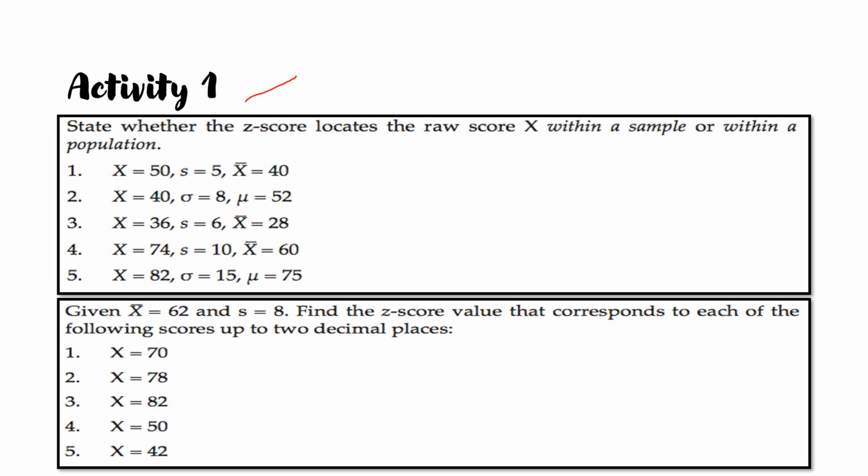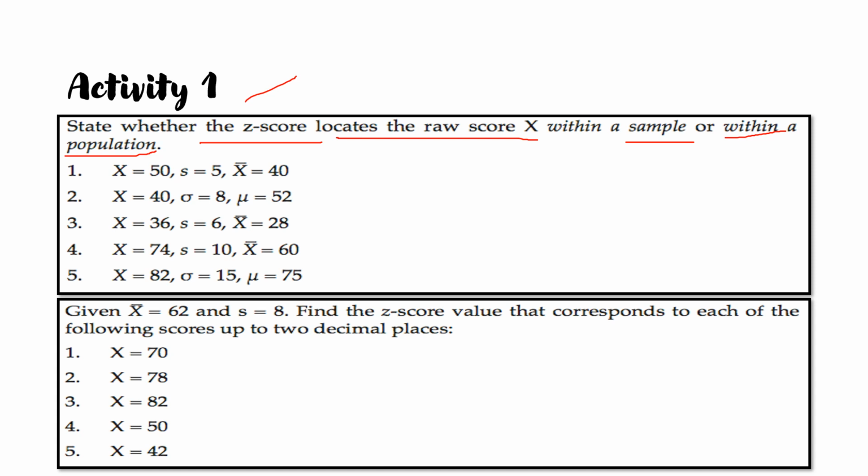For activity number 1, state whether the z-score locates the raw score X within a sample or within a population. In part 1 of your activity 1 with this visual lesson, you're not going to compute the value of your z. You are simply asked to state whether the z-score locates the raw score X within a sample or within a population.